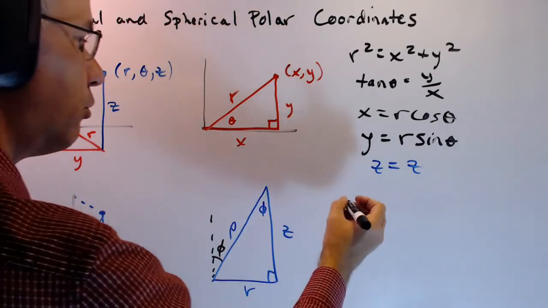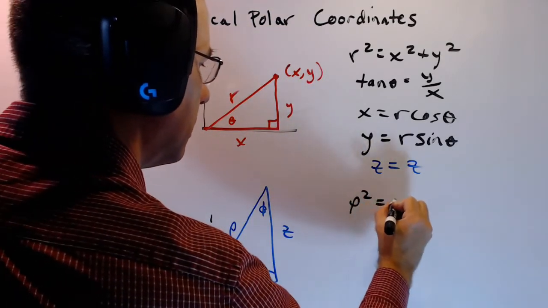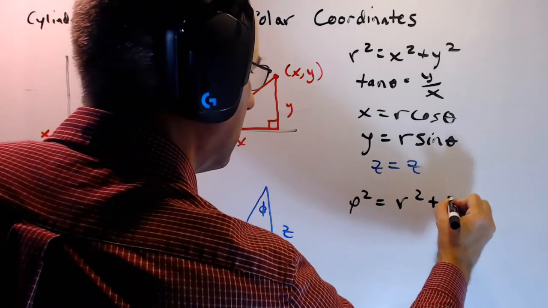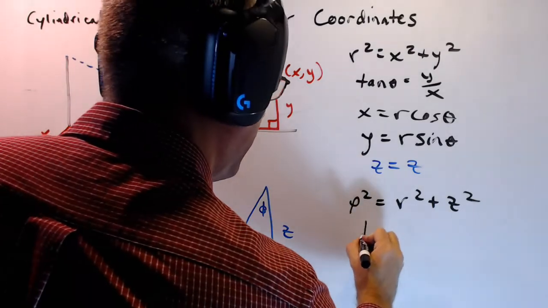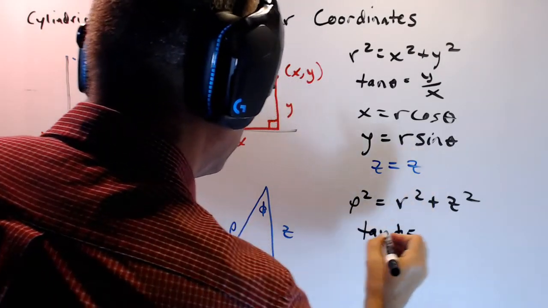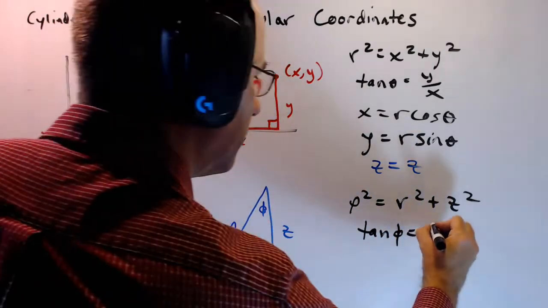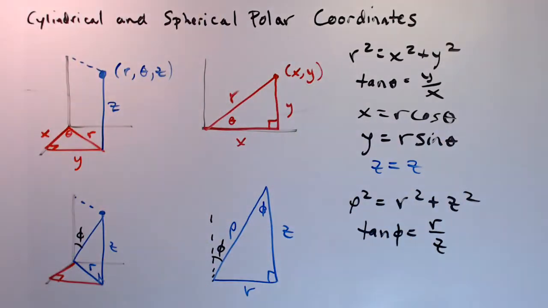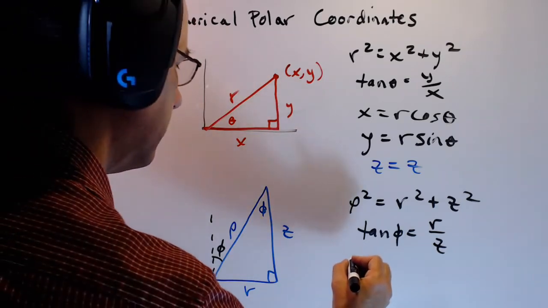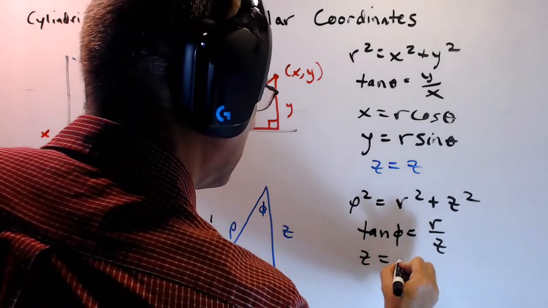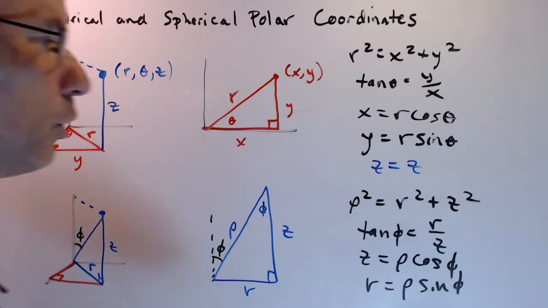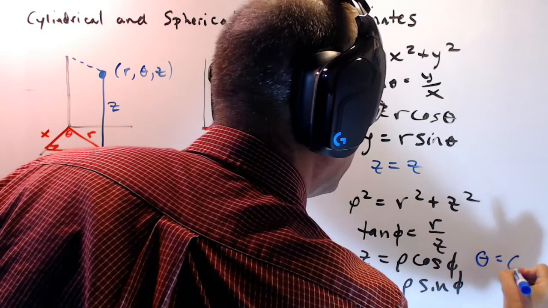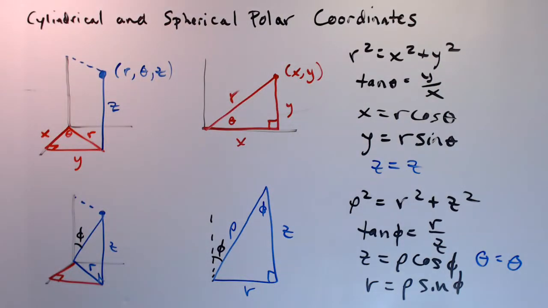We can write 4 equations. Here's the first one, the Pythagorean theorem. Tangent of phi is opposite over adjacent, which is r over z. And then sine and cosine will get us these two. And of course, you can write theta equals theta, since theta is the one variable the two coordinate systems have in common.